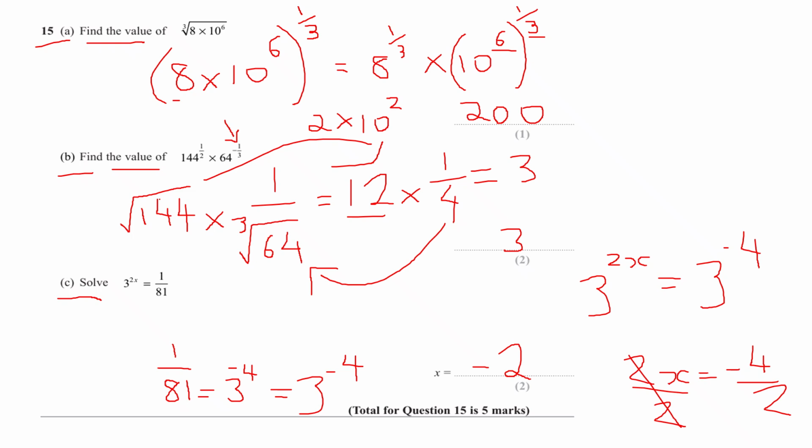Obviously check it if you're unsure. So now 3 to the power of 2 times minus 2, or 2 lots of minus 2, makes minus 4. So we have 3 to the minus 4, which indeed is 1 over 81. It becomes 1 over 3 to the 4, which is 1 over 81. 3 to the 4 is 3 times 3 times 3 times 3, which gives you 81.